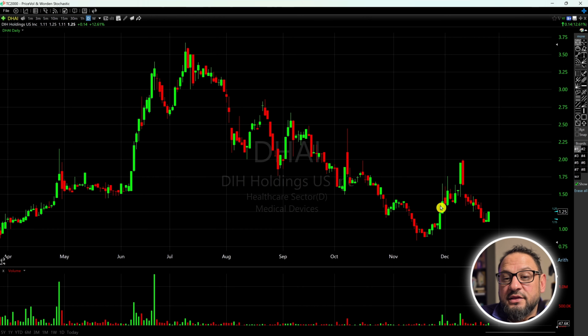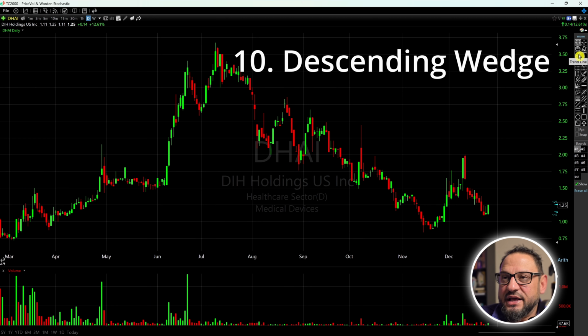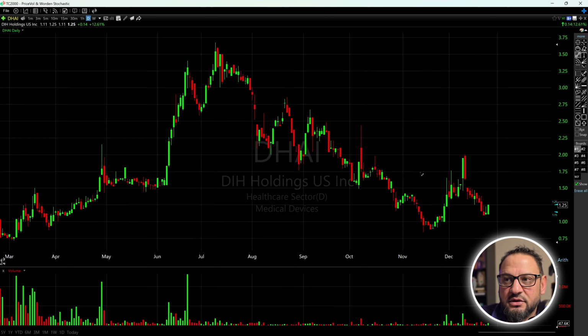And now we have the descending wedge. It's the same concept, but the opposite of the ascending wedge. So there's no horizontal support or resistance. It's a trending down support and a trending down resistance, and that's a trending down resistance. You see 2, 3, 4. It tried to break, it didn't work, and that's 5. Now here is the trending down support.